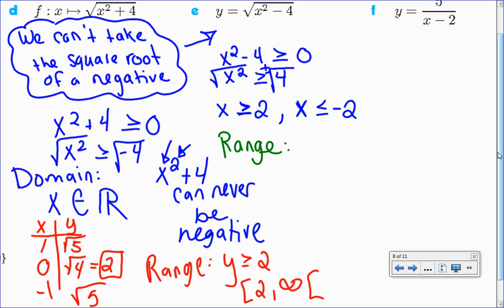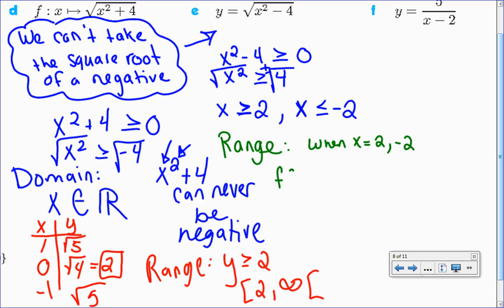Range. We need to look at the smallest values of our domain, and that's going to help us determine the range. So we're going to think about when x equals 2. And by smallest values, I guess we're really thinking about the smallest absolute values. We can also really consider when x equals negative 2 as well. So when x equals 2 or when x equals negative 2, we're going to think about these.